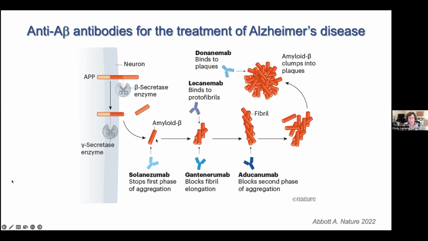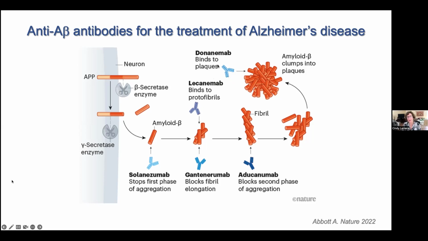So one is solanezumab. This binds a mid-region in beta amyloid and binds to soluble A beta. Then there's gantenerumab, which binds two epitopes within the N-terminus, but not the N-terminus Asp1 in particular. And this blocks fibril elongation. There's also aducanumab, which blocks more of the fibril formation. It binds to fibrils. It also binds to prefibrils. And then there's lecanemab, which binds to protofibrils, and donanemab, which binds to plaques.